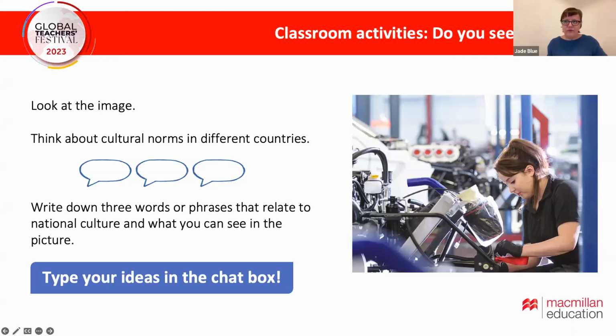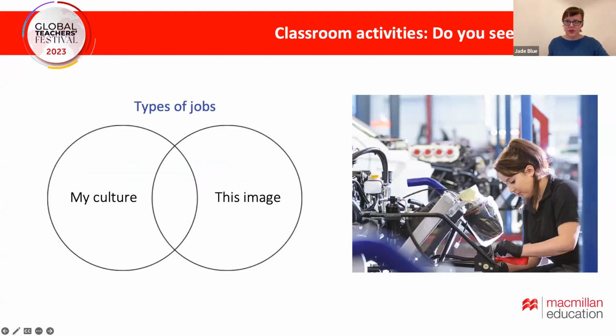So once students have written down 3 words or phrases, then I would ask them to choose one of those words and phrases. And so I've put types of jobs here as an example. And I would invite them to explore similarities and differences between their own culture and either another culture or the culture that they can see in the image. And so I've used a Venn diagram for this. So just in case you haven't used a Venn diagram before, really useful for motivating students and focusing their attention on what to put down on the paper. And the place where the 2 circles overlap, this is where we would put similarities and then differences either side.